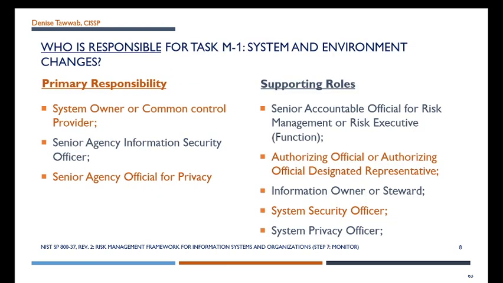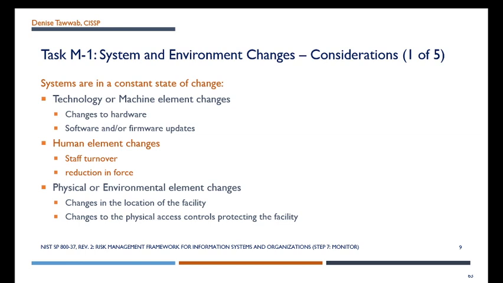So who's responsible for system and environment changes? Primary responsibility goes to the system owner or the common control provider, the chief information security officer, and the chief privacy officer. Supporting roles could be the risk executive function in your organization, the authorizing official, the information owner, or the system security officer and the system privacy officer. But primary responsibility rests with the system owner or the common control provider, the chief information security officer, and the chief privacy officer.